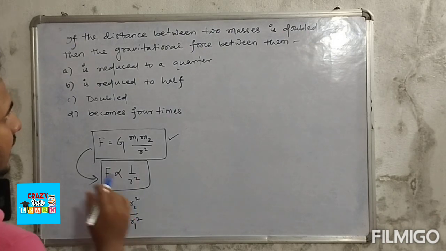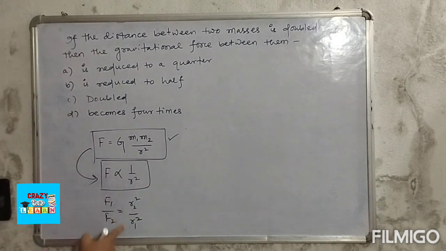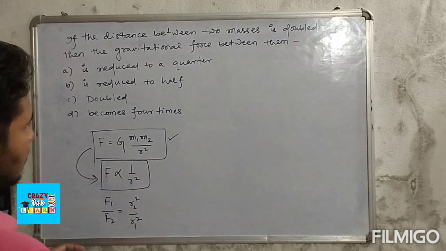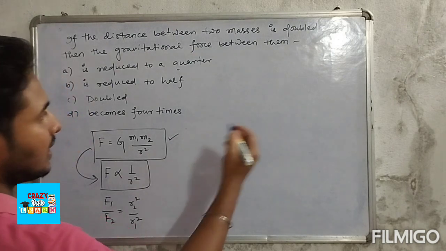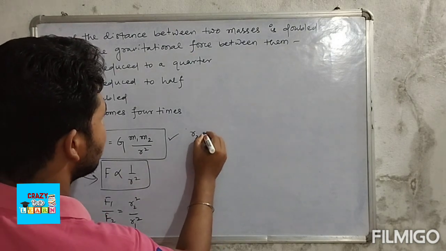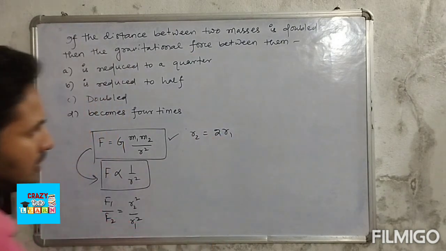So for the second case, let us think that f1 is the gravitational force for the first case, r1 is the distance of the first case, f2 is the gravitational force for the second case, and r2 is the respective distance for the second case. So in the second case, the distance is doubled, that means r2 is 2r1.